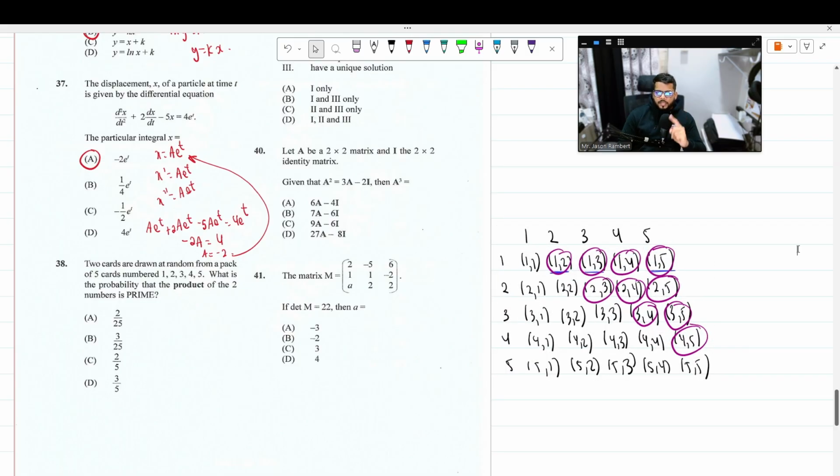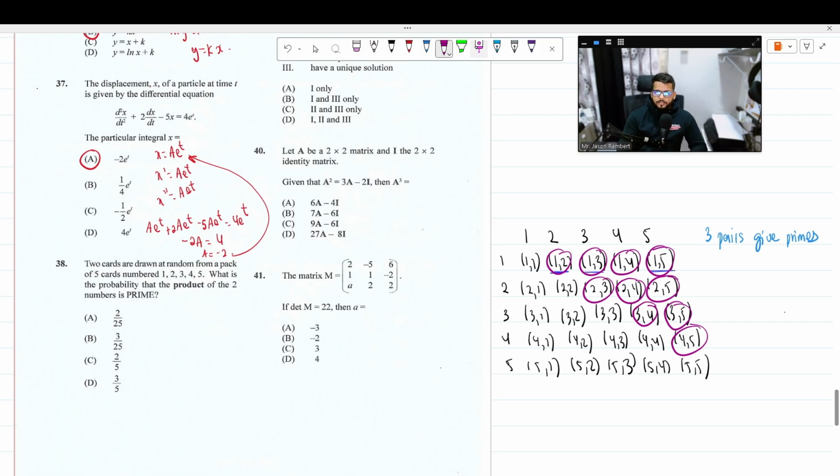This is our sample space diagram for the randomly selected 2 cards. The primes are going to be the ones underlined in blue, where the product of them is going to be prime. So I'm going to have 1, 2, 3. So 3 pairs give primes. After the 3 pairs that give primes, I want to see what is the total number of ways in which we can get unique answers when we multiply the numbers.